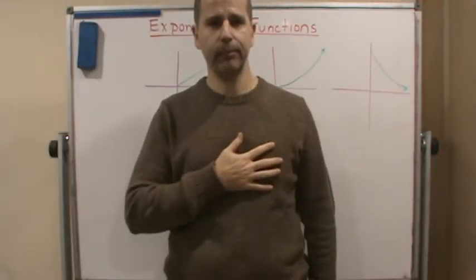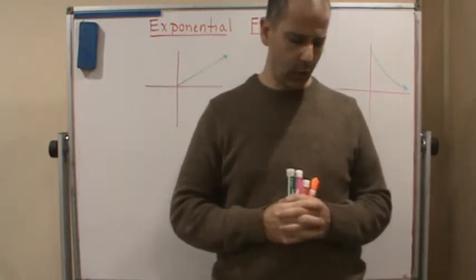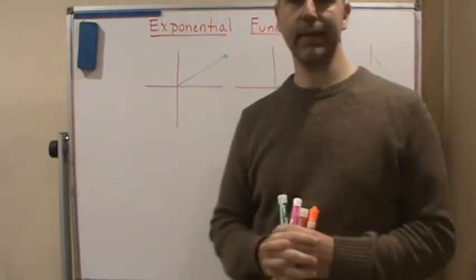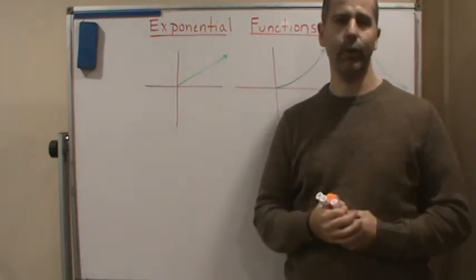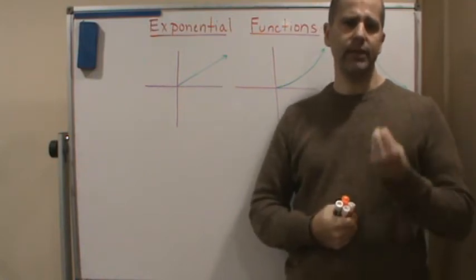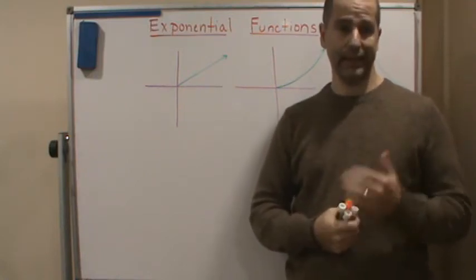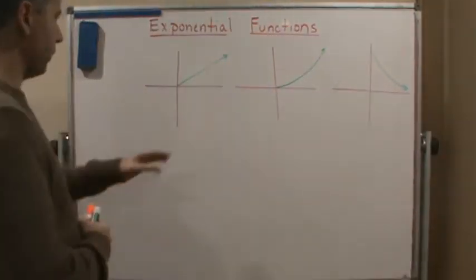Okay, so welcome back. Today we're going to start talking about exponential functions. The first thing that we want to discuss is how do you identify an exponential function? Well, we have to know how it behaves. So let's consider a linear function. A linear function is a straight line, like, for example, in this case.